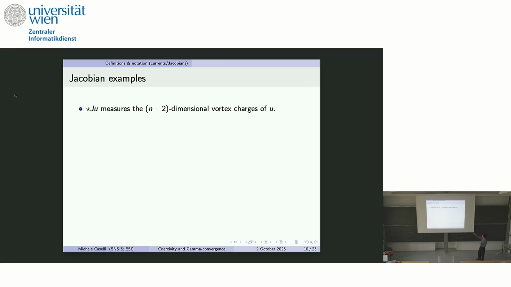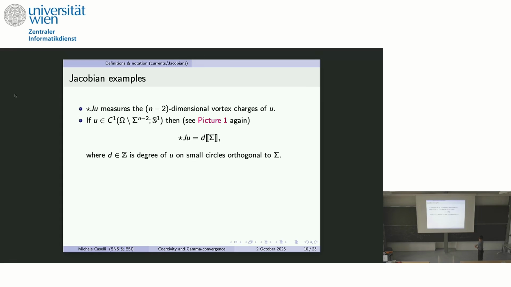of u. In the following sense: if you take the example that is more or less the case n equals 3, if I look at picture 1 again, and I take a map u that is smooth everywhere and has degree d around an n-2 dimensional object, the Jacobian of u is the degree around sigma times sigma in some sense. So sigma considered as a current.